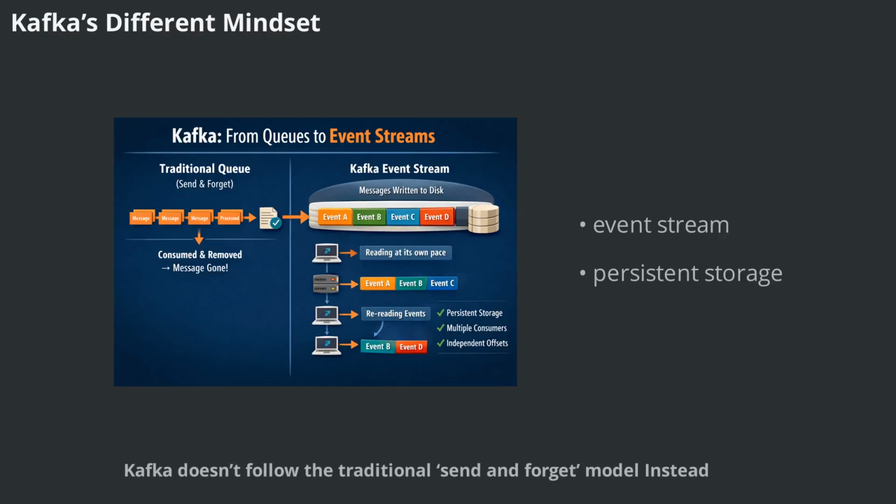Kafka doesn't follow the traditional send and forget model. Instead, Kafka thinks in terms of streams of events. When a message is sent to Kafka, it's written to disk and stays there for a configurable amount of time. This means multiple consumers can read the same message, and each consumer controls its own position in the stream. Nothing disappears just because one service has read it. This is a massive shift from the queue mindset.